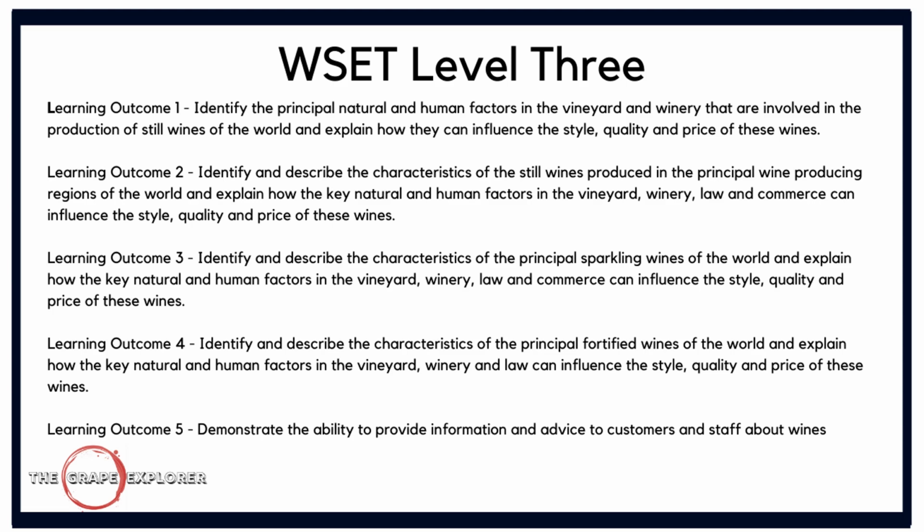Learning outcome number 3 is all about the sparkling wines from the principal wine regions of the world. Learning outcome number 4 is all about the fortified wines from around the world, and again talks about the natural and human factors in the vineyard. And then number 5 is all about demonstrating the ability to provide information and advice to customers. So it is quite a varied course.